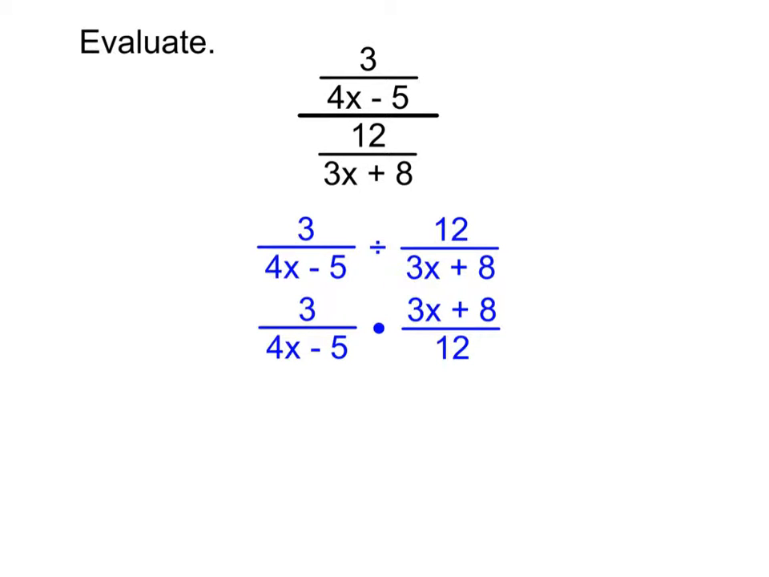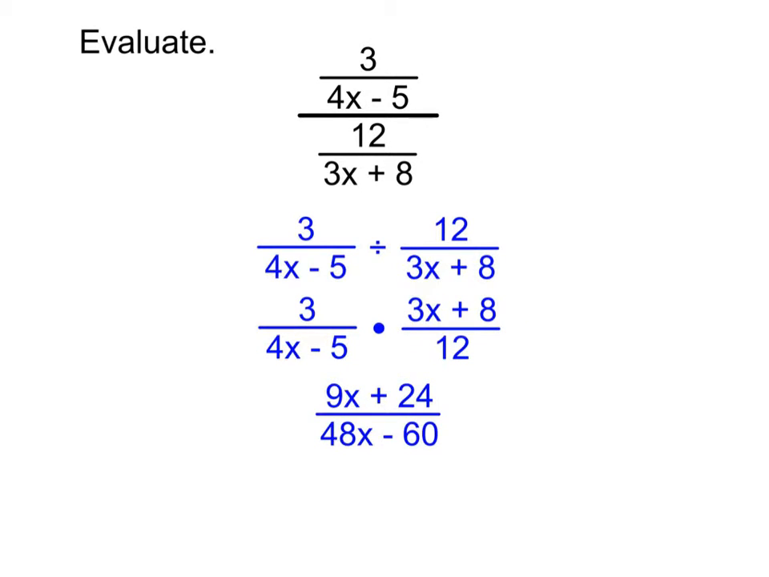I'm going to multiply by the reciprocal. So I rewrite the problem, and I change the division to multiplication, and I flip the second fraction, always the second fraction. You notice here it's going to make your life a lot easier and a lot less likely to run into errors if you actually write it out that way. Because now I need to distribute. I got to multiply it through, and so the 3 is going to multiply by both 3x and 8. The 12 is going to multiply by both the 4x and the 5.